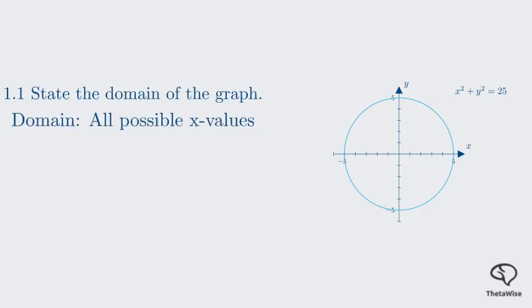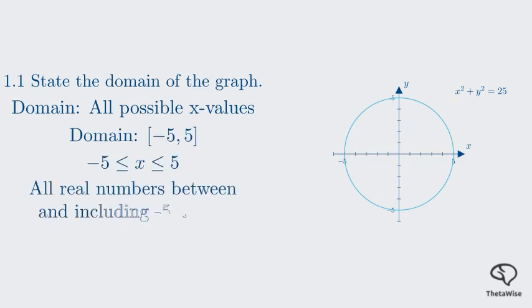Question 1.1 asks for the domain of the graph. The domain represents all possible x values that the graph covers. Looking at our circle, we can see it spans from an x value of negative 5 on the left to an x value of 5 on the right. Every point on the circle has an x-coordinate somewhere in this interval. So the domain is the closed interval from negative 5 to 5. We write this as [-5, 5]. In other words, x is greater than or equal to negative 5 and less than or equal to 5. This means all real numbers between and including negative 5 and 5 are part of the domain.